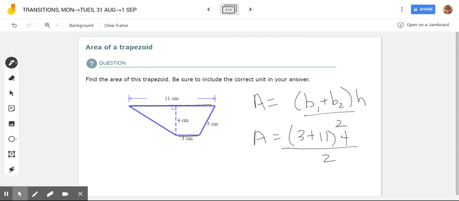All right, area is equal to 3 plus 11 is 14, times 4, divided by 2. And if you were to solve that, that would be 28 centimeters squared. And that's your answer. And that's the end of your second video.